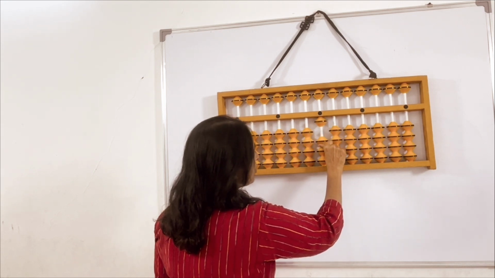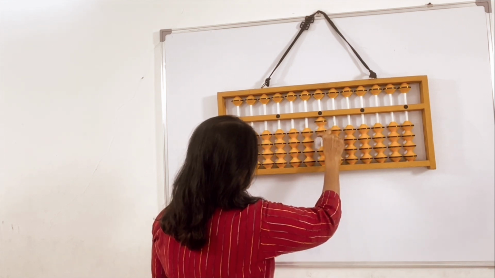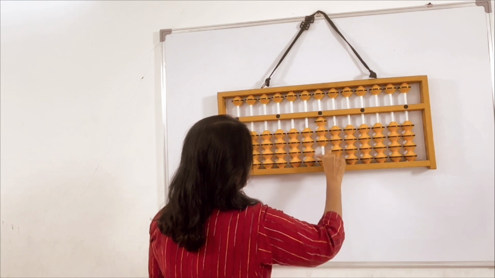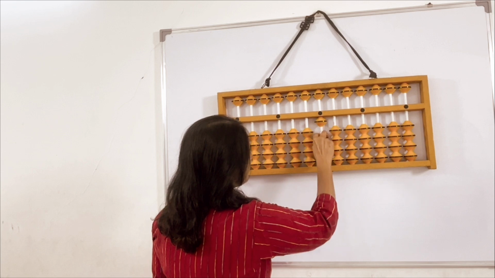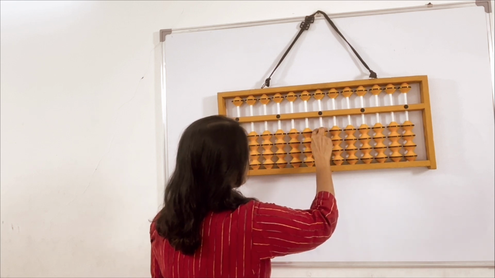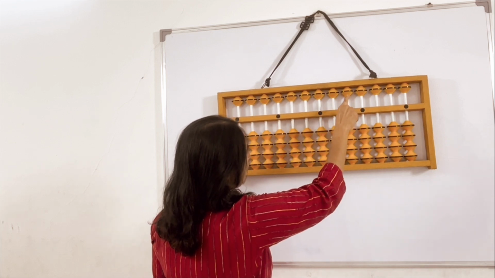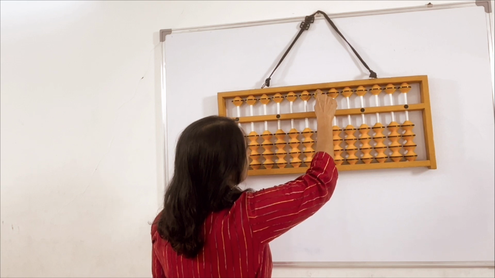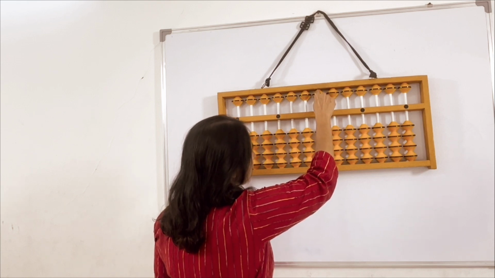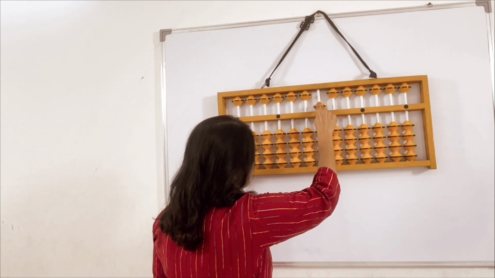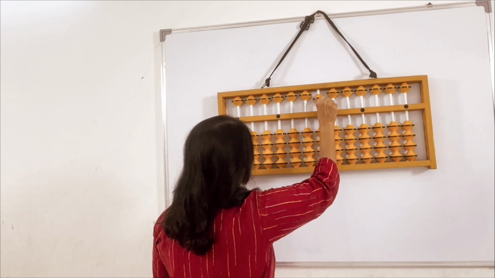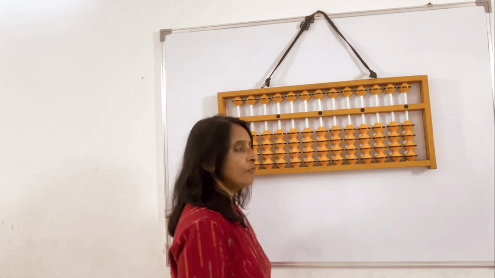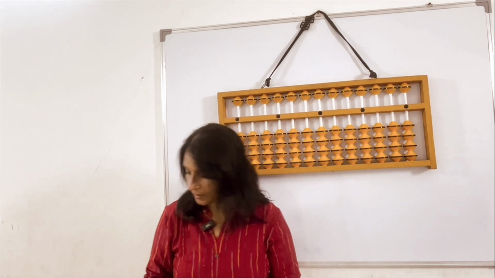When we take one more bead, it is 2, then 3 and 4. And we know the value of each upper bead is 5. So when this upper bead comes down and touches the answer bar, it is considered as 5. So now we learn how to write in the book.